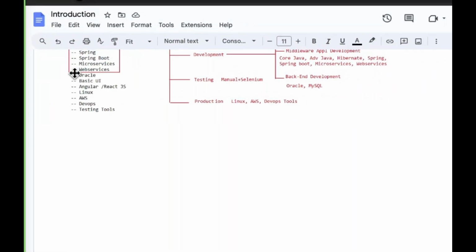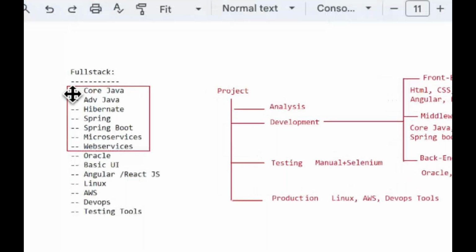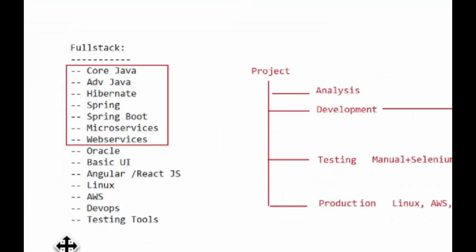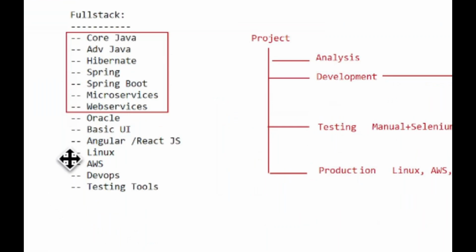Now coming to our point: if you want to become a full stack Java developer, these many technologies we have to learn. Core Java, Advanced Java, Hibernate, Spring Boot, microservices, web services, Oracle, basic UI. Basic UI in the sense HTML, CSS, JavaScript, and jQuery up to this part. Bootstrap. Next one, Angular or React. React has very good demand nowadays outside when compared with Angular. Linux, AWS, DevOps, and testing tools. These many courses we should know. Then only you become a full stack Java developer.